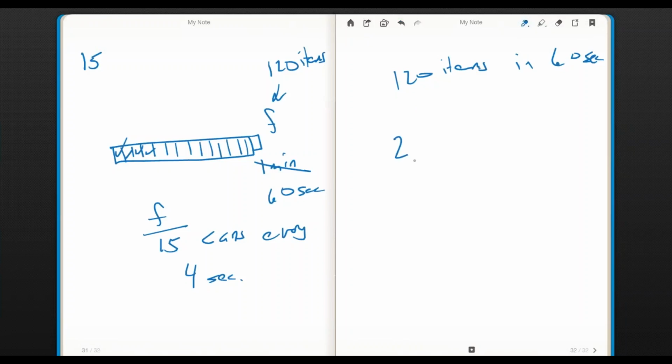120 divided by 60 is 2. That means you make 2 items in 1 second. So 4 times 2 is 8 items in 8 seconds. So it's the same thing over here. If I have F items in 60 seconds, the reason I got 2 is because I did 120 divided by 60 to find out how many items I can make in 1 second.